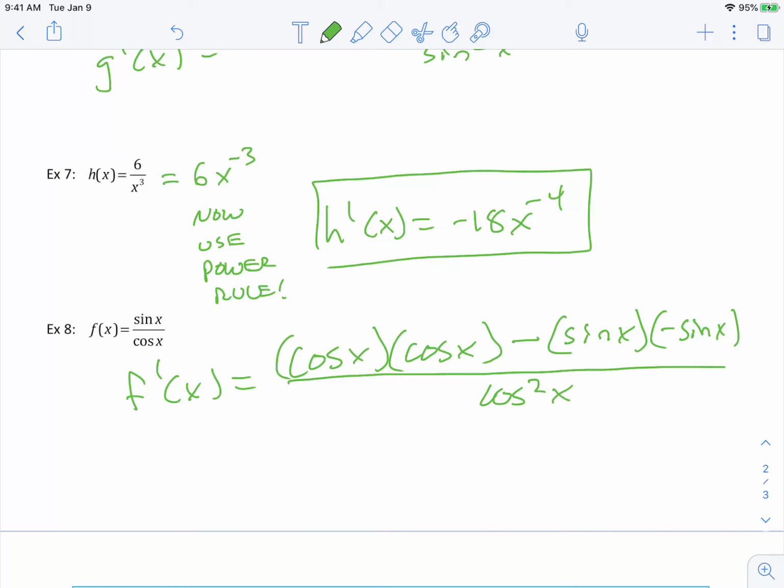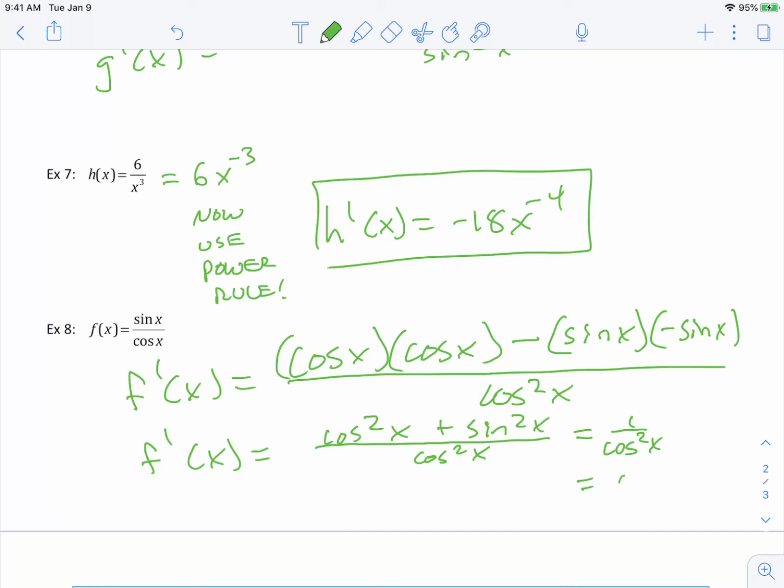Now, this looks like it turns into something, so let's keep going with this. Cosine times cosine is cosine squared. Negative sine times negative sine is positive sine squared. Oh, that's convenient. I hope you remember, cosine squared plus sine squared is 1. 1 over cosine squared is just secant squared. And so this derivative turns into secant squared.